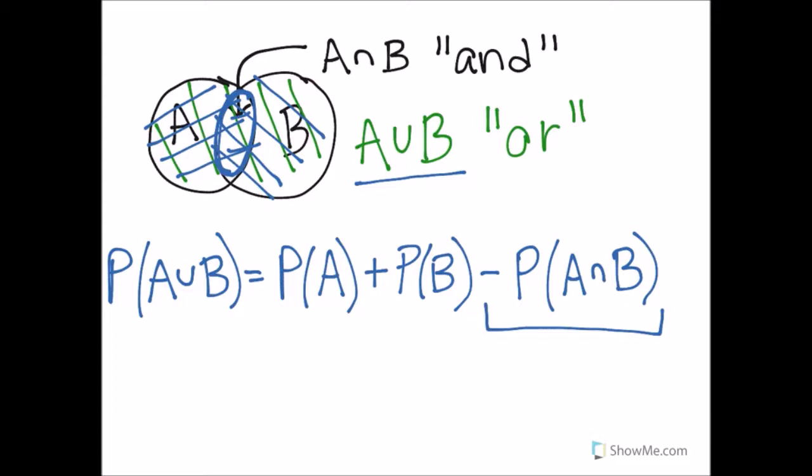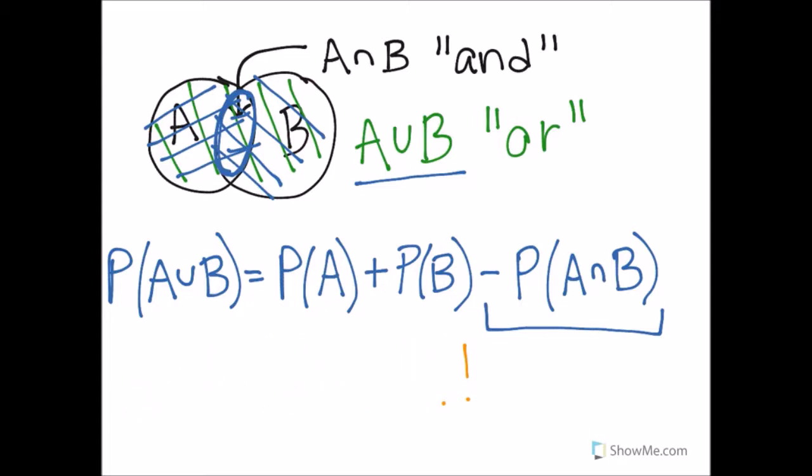But remember, in probability, the probability of any event A has to be between 0 and 1. So be very careful. If you ever get a probability that's not between 0 and 1, you may want to recheck your work.